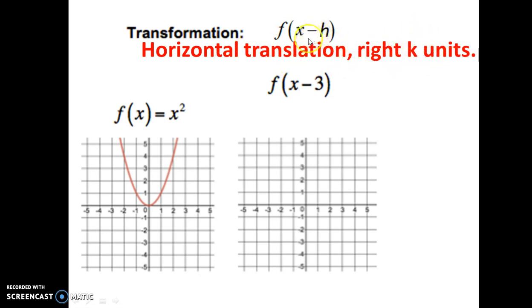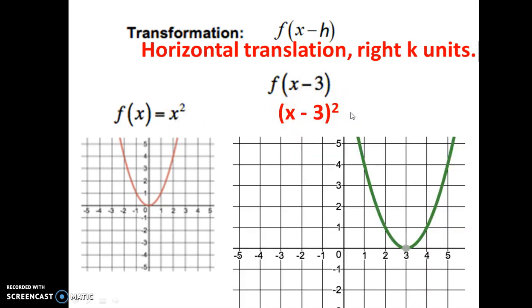So here's their parent, here's this. So that x has been replaced with x minus 3. So there's the x minus 3 replacing that in parentheses. The graph will look like this. It has moved 3 units to the right. Notice the vertex was 0, 0, now it's 3, 0. Everything has shifted to the right 3 units.